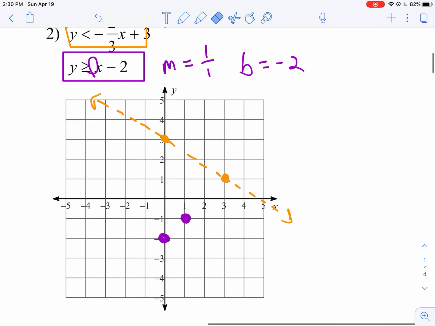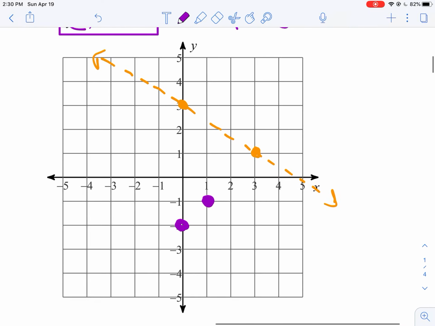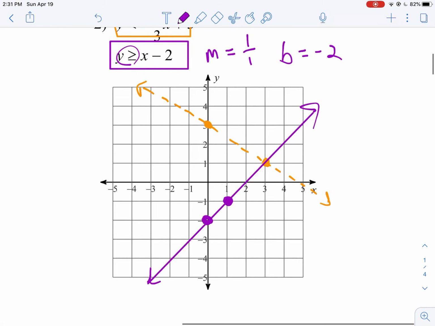And now I look at the inequality symbol. It is an or equal to. It's greater than or equal to. So I'm going to go ahead and make my straight solid line. All right, and as you can see, when these 2 lines intersect, I get my 4 areas again, right? And I'm just going to shade here.